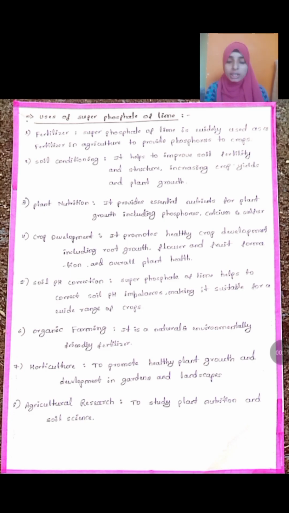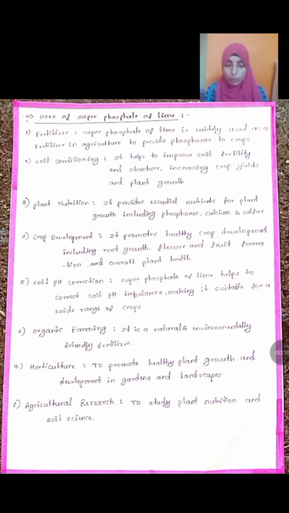Second one is soil conditioning. It helps to improve soil fertility and structure, increasing crop yields and plant growth. Third one is plant nutrition. It provides essential nutrition for plant growth including phosphorus, calcium and sulfur. Fourth one is crop development. It promotes healthy crop development including root growth, flower and fruit formation and overall plant health.